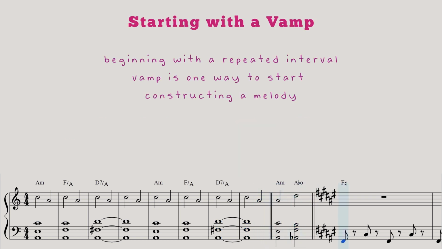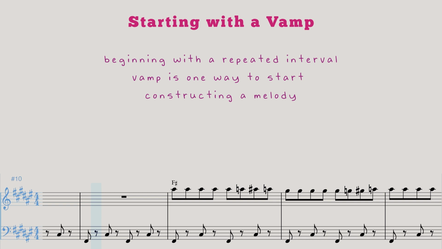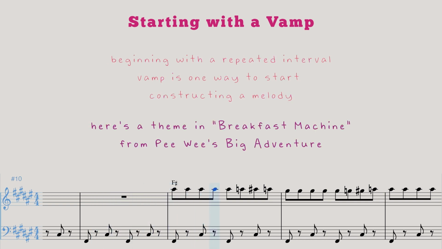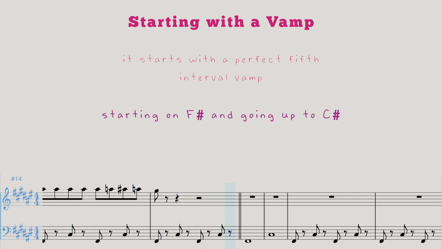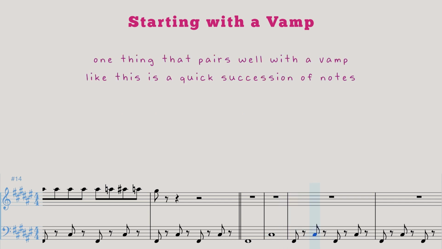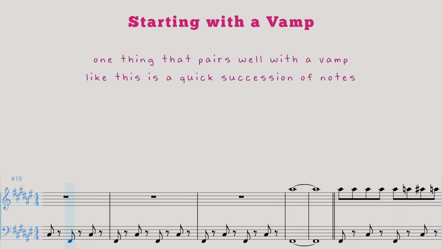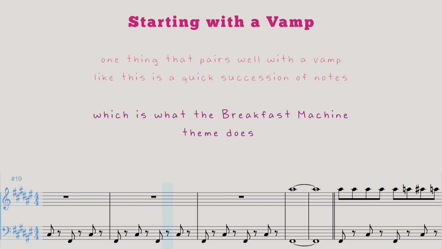Beginning with a repeated interval vamp is one way to start constructing a melody. Here's a theme in Breakfast Machine from Pee-wee's Big Adventure. It starts with a perfect fifth interval vamp, starting on F sharp and going up to C sharp. One thing that pairs well with a vamp like this is a quick succession of notes, which is what the Breakfast Machine theme does. Hear how well the eighth note melody fits in with the vamp.